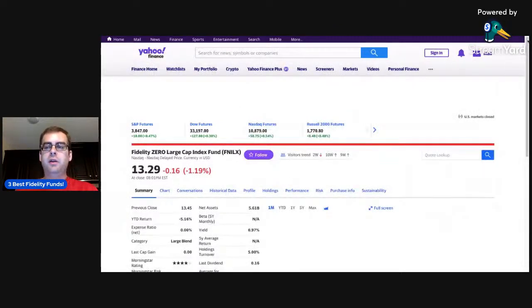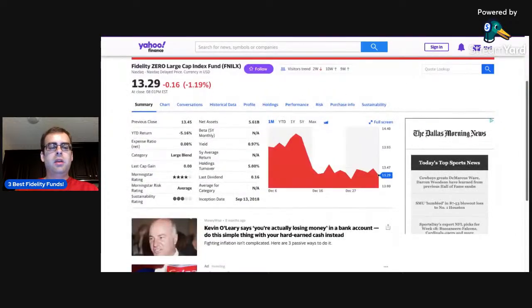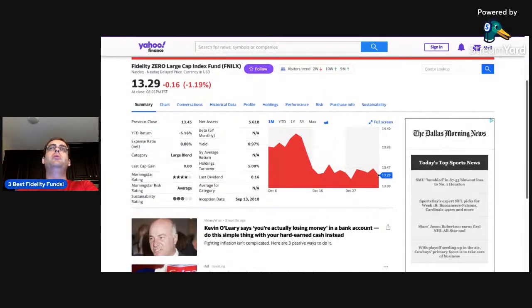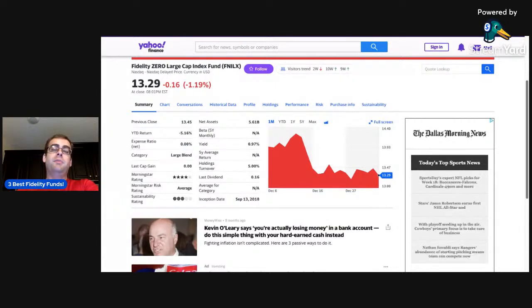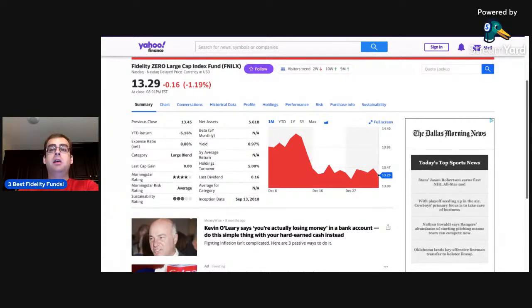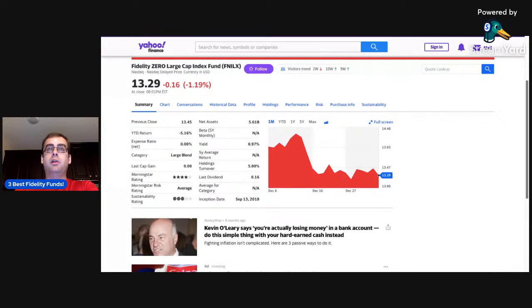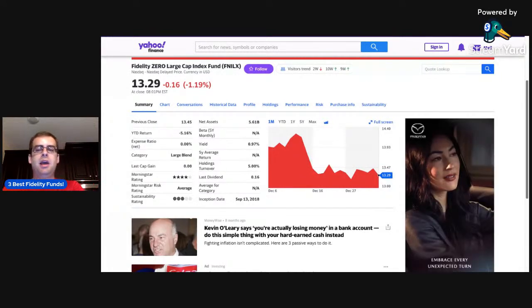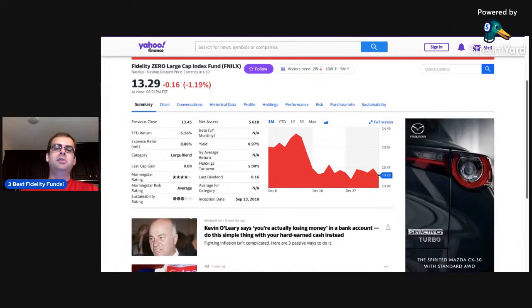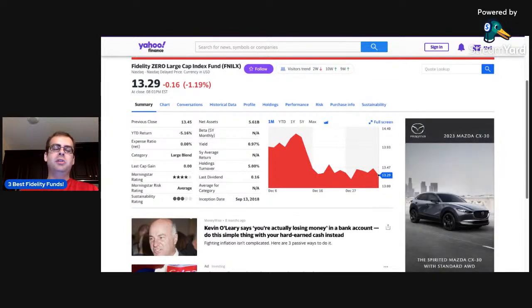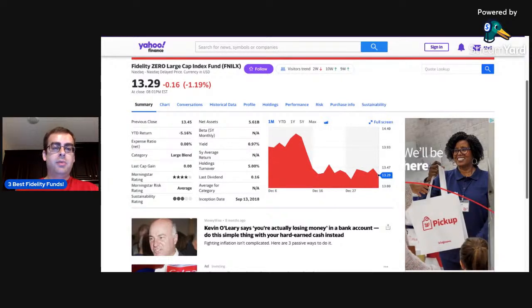The third one that I really like and am personally invested in is FNILX, the Fidelity Zero Large Cap Index Fund. Those of you that listen to me frequently know that I'm a big fan of large cap funds, so much so that I didn't roll over my last 401k. I kept it in my prior company's investments because my prior company actually had a really good large cap fund. My current company doesn't, so I had to pick the closest thing to it, which was an S&P mid-cap fund. I went over the holdings and it was similar enough. That's a big reason why I kept my prior 401k where it was, because I liked the funds better. So long story short, big fan of the large cap index funds.